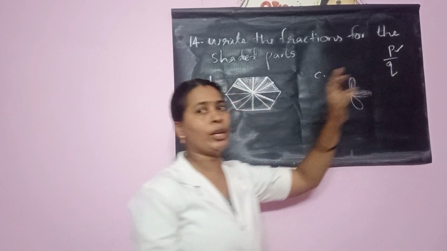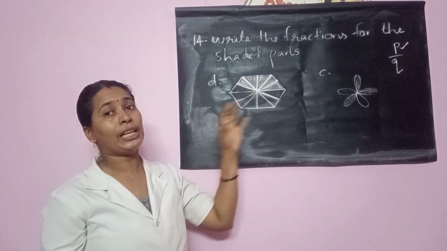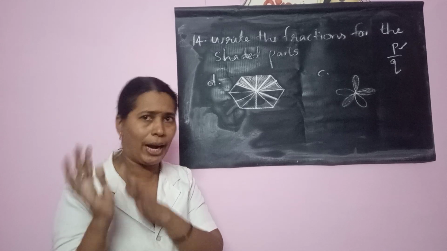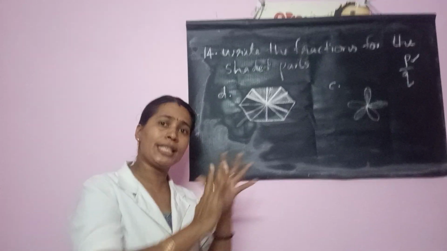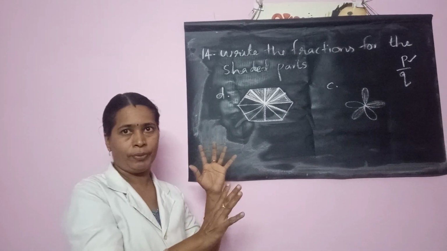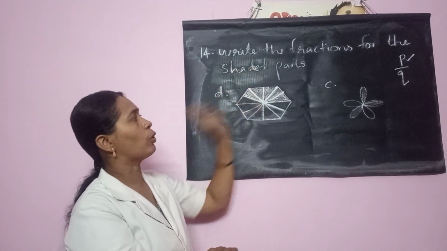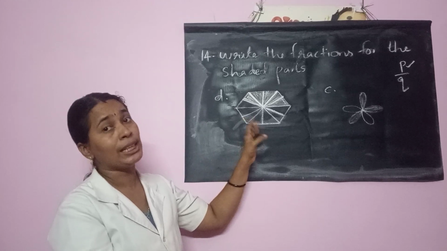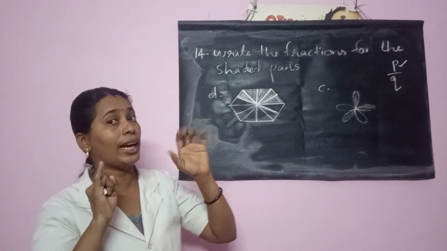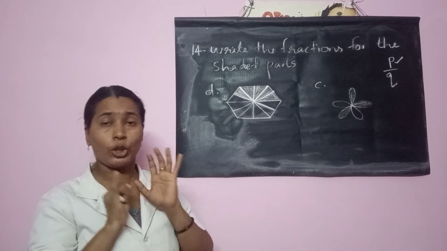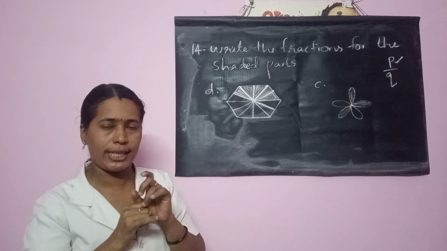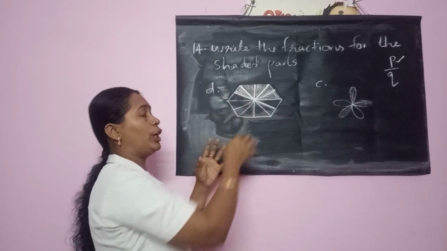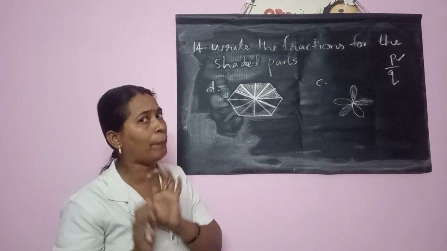Isn't it? So in the question, they have given some pictures and they have divided those pictures into small parts. And some of the parts have been shaded actually. We need to write fractions for the shaded part. For example, here is a hexagon. Hexagon means 6-sided figure. How many sides are there? 6 sides are there. So 6-sided figures are called hexagons. Leave it. Name and all, leave it. Figure is given. And it is divided into small parts.